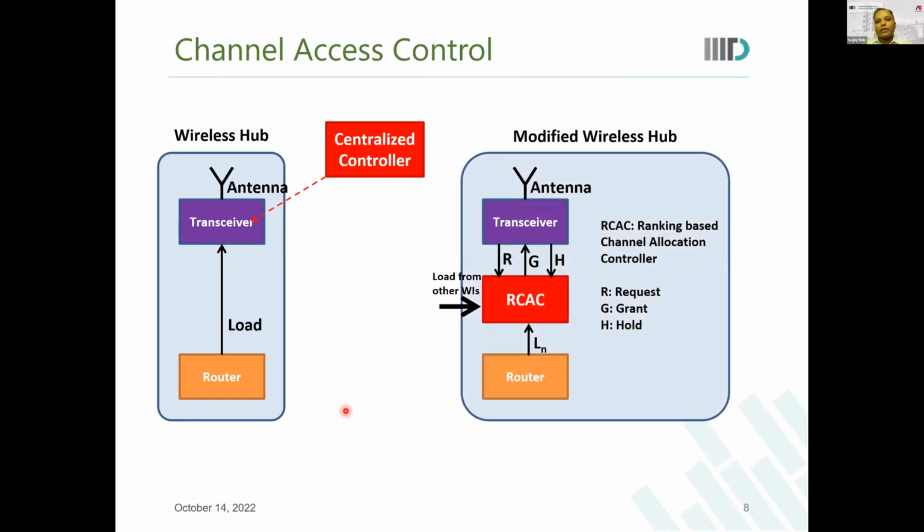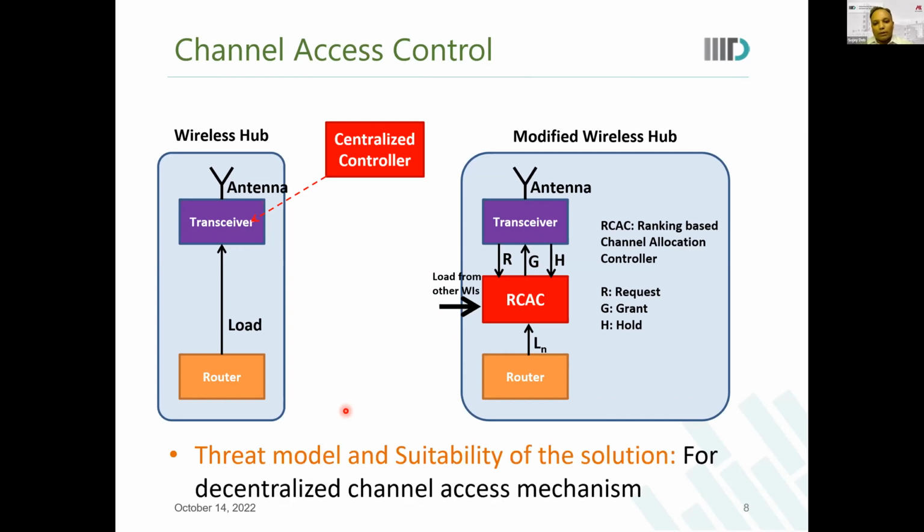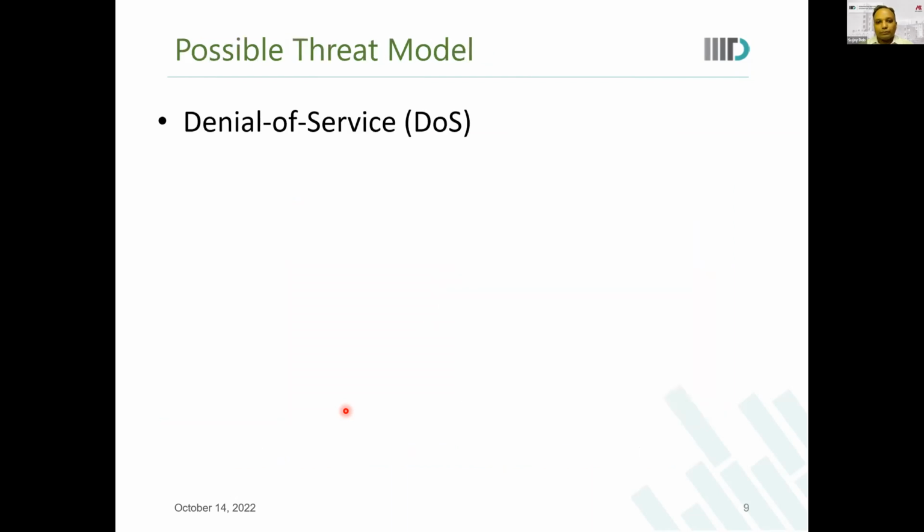So if we look at a distributed controller, where each of the wireless interfaces, by sharing information among themselves, figure out the ranking of which wireless interface will get how much time, and according to that they get the access and how much time they will be able to hold the channel, etc. In these kinds of scenarios, the threat model could be like this.